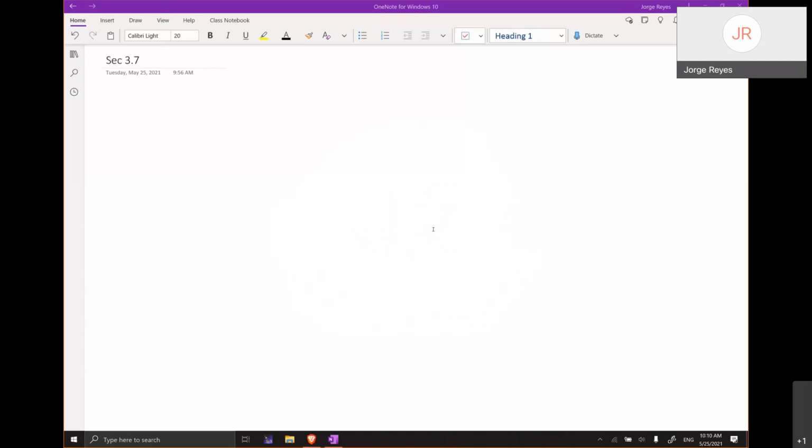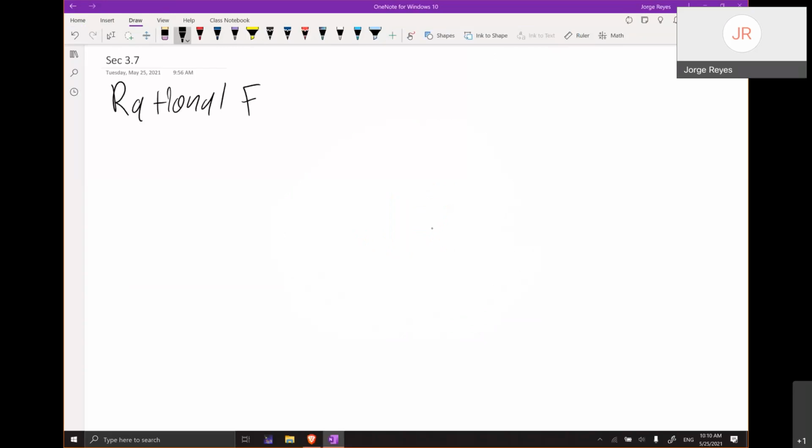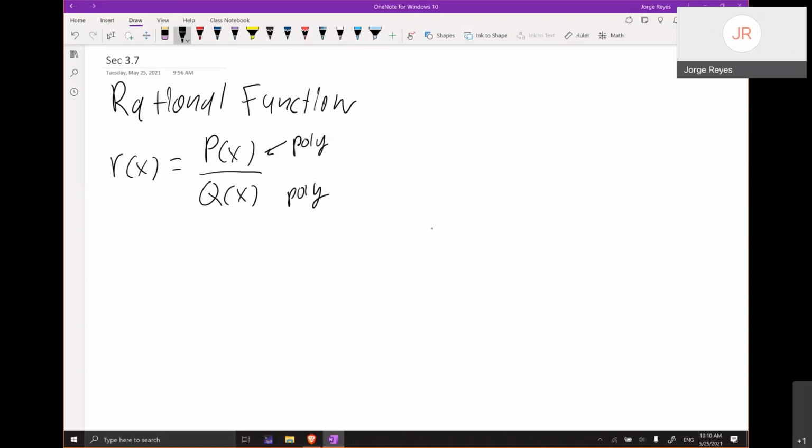Okay, we are not doing section 3.6. This is the last section in chapter 3, and it is about rational functions. We know a little bit about rational functions. It's r of x, and a rational function is just a function that is a polynomial over another polynomial. And we know one of them, right?